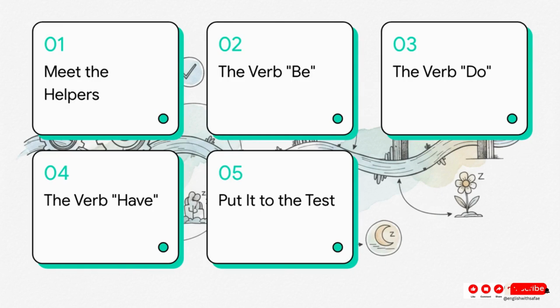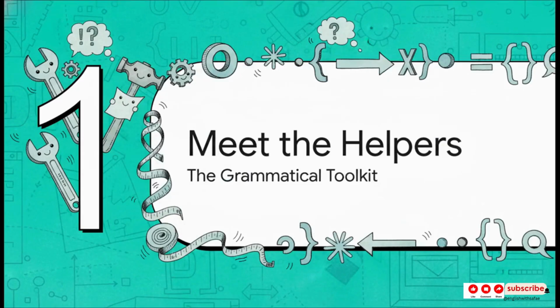So here's our roadmap for today. First, we'll meet the helpers. Second, we'll look at the verb be. Third, the verb do. Fourth, the verb have. And finally, we'll put it all to the test. All right, section 1. Let's meet the helpers.